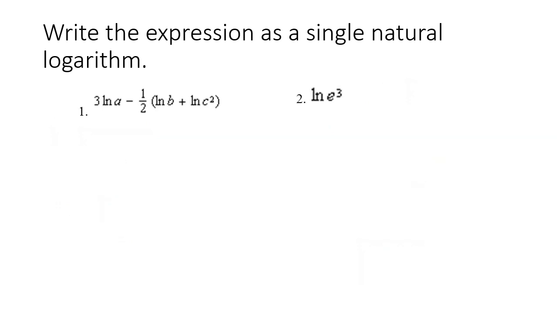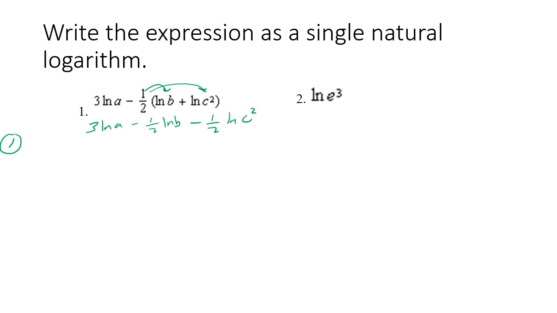Let's get a little bigger here. So writing the expression as a single natural log. Just like you read a book, you work from left to right, and you're still using the same properties. However, when we're doing this, notice that this half is going to be distributed to each term. So we're really working with 3 natural log a minus 1/2 natural log b minus 1/2 natural log c squared.